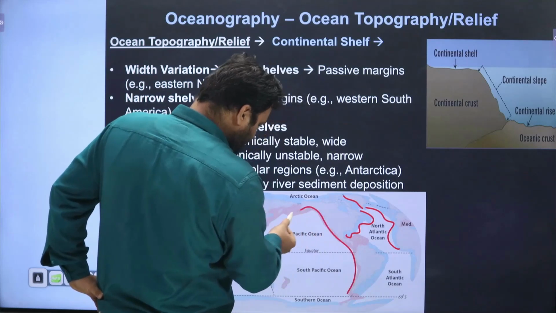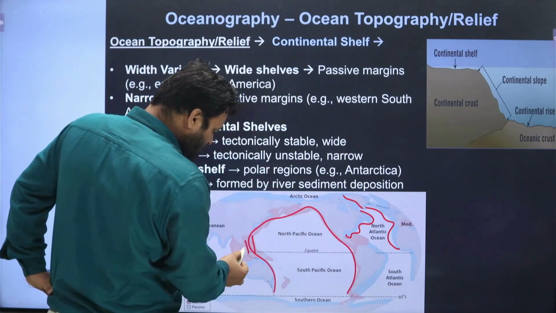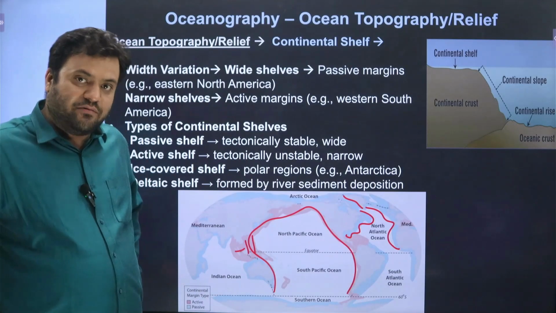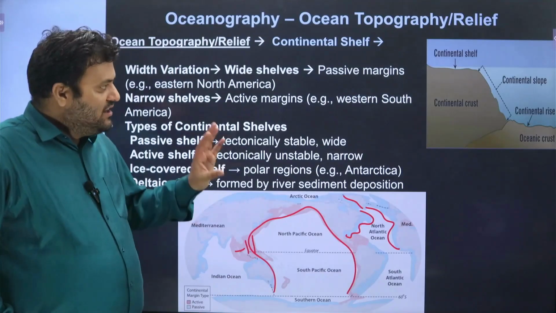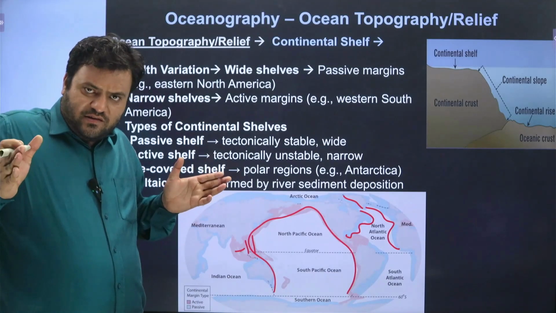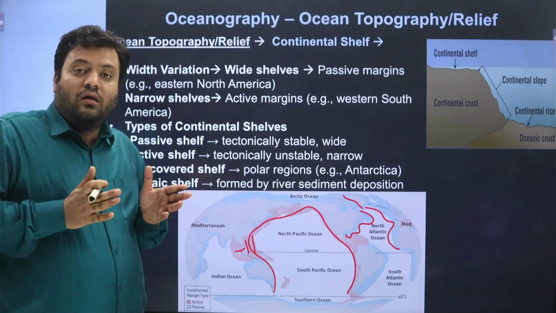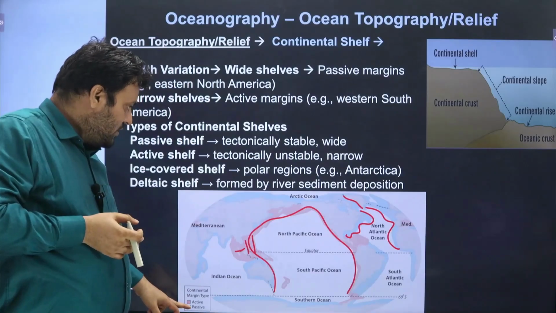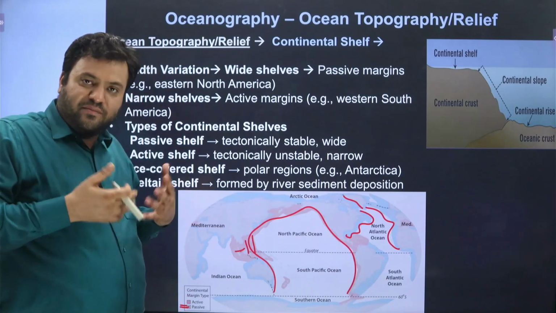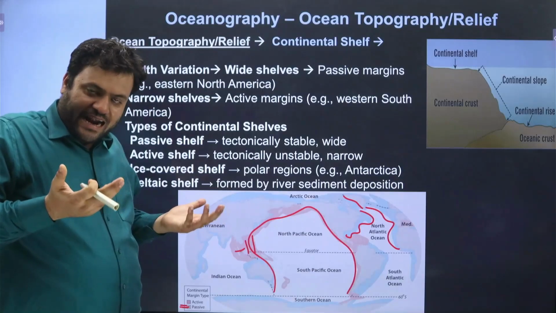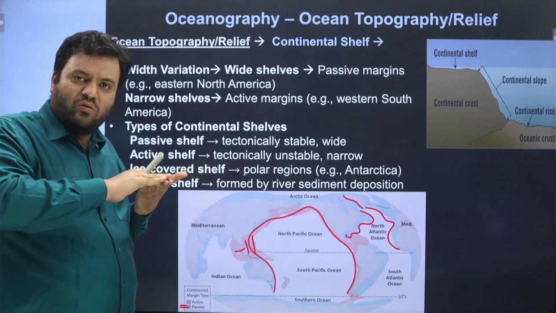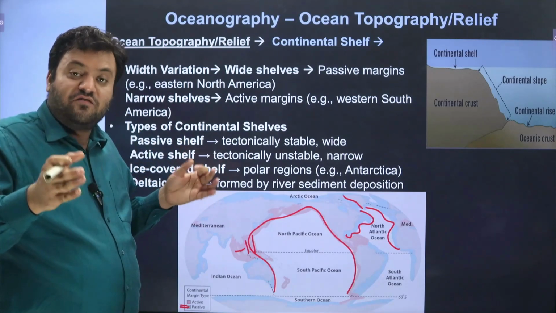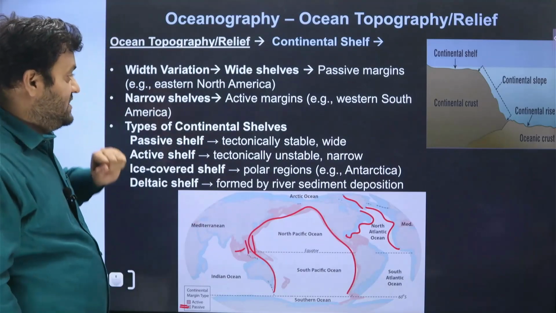So here you can see in the Pacific Ring of Fire, we have so many interactions. Wherever you have this tectonism which is active, there you will see that the length of the continental shelf is very small. And in the areas where you have some sort of passive continental margin, or let's say tectonism is not that robust, there you will see a much wider continental shelf. The continental shelf will be broader in these areas.